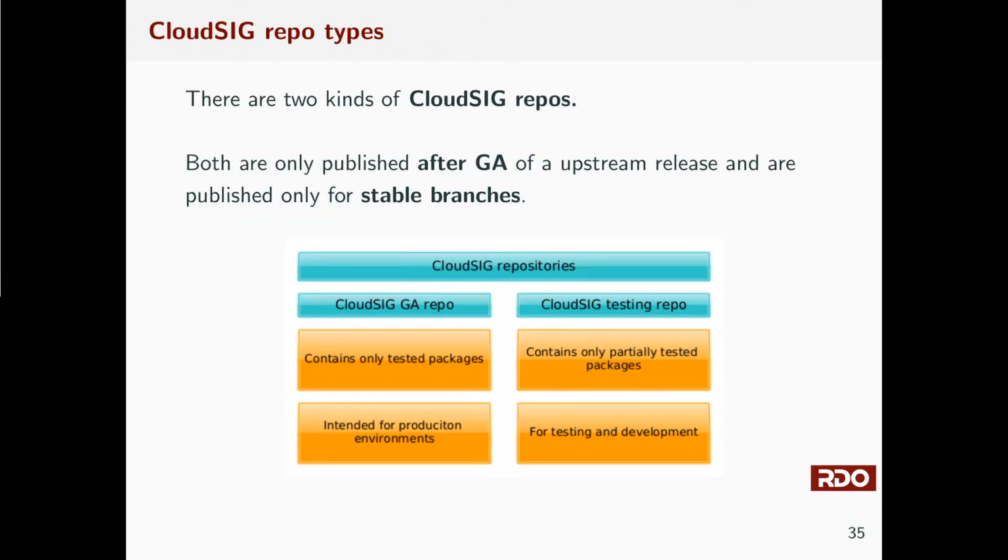So, going to more details about the repositories. For Cloud SIG repositories, we have two types of repositories there. Keep in mind that both of them are published after GA of the upstream release and are published only for stable branches, which means that we have no master here. So first is the Cloud SIG GA repo, which contains only tested packages and is intended for production environments. And the second one is the Cloud SIG testing repo, which contains only partially tested packages and is intended for testing and development environments, but the packages there are very, very fresh and very new.